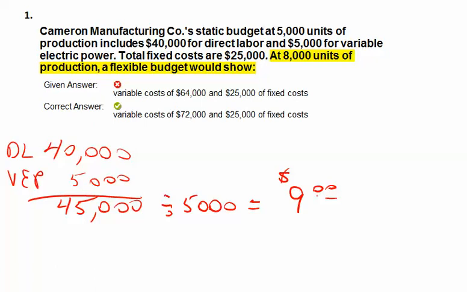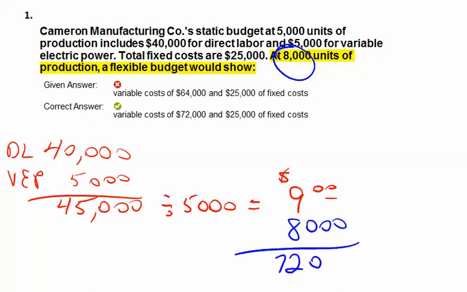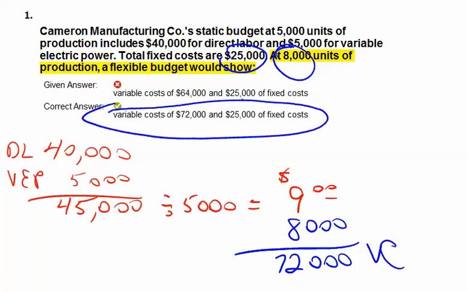Now I'm going to multiply that times the number of units that we're anticipating selling, and we're going to be doing 8,000 units. So change my color. I'm going to 8,000 units now. 9 times 8,000 should be 72,000 in variable costs, right? And I'm still going to have my 25,000 in fixed costs. So variable cost 72,000, 25,000 fixed.